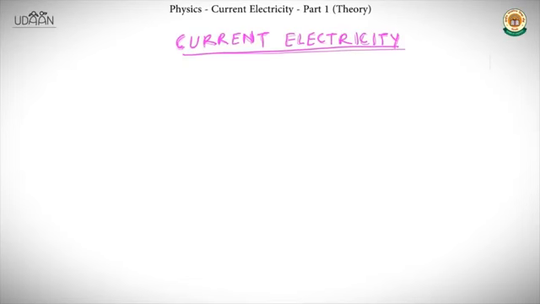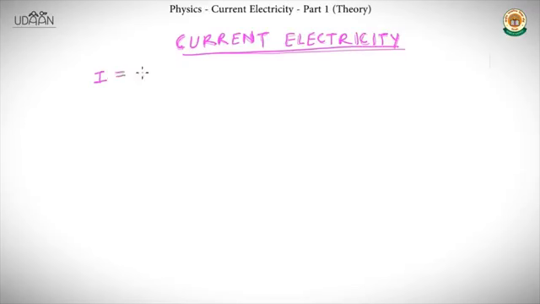Let's start with the chapter Current Electricity. We've already studied about charges in electrostatics, right? Now when these charges are set in motion, we get what is called current. So what is electric current?